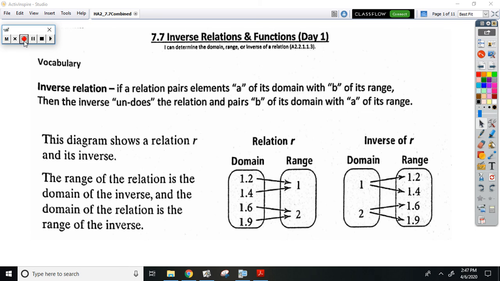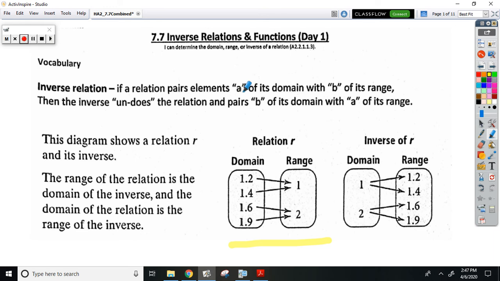Right, so in this section we're going to be looking at inverse relations. First of all, you can notice that we have just a regular relation right here, which pairs elements of the domain with elements of the range. This is called a mapping diagram, if you remember from earlier in the year.